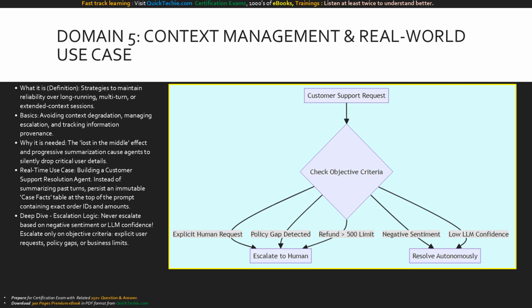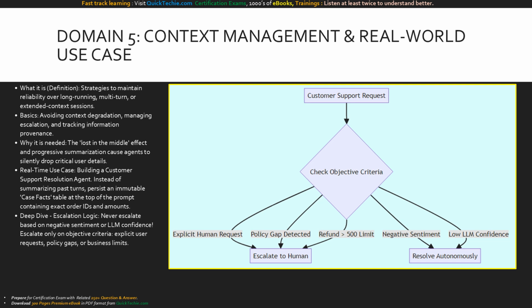Take a close look at this flowchart detailing proper escalation logic for our customer support use case. A request comes in, and we immediately check objective criteria. If there is an explicit request for a human, a gap in company policy, or a hard business limit like a $500 refund cap, the path forces an immediate escalation to a human agent.